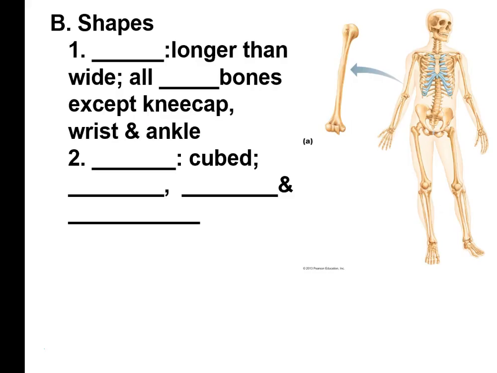Another way to classify bones is according to their shape. One of the bones that we study the most, because it's the largest bone, is a long bone. It's longer than it is wide, and all of your arm and leg or your limb bones, except for the kneecap, the wrist, and the ankle, are long bones.